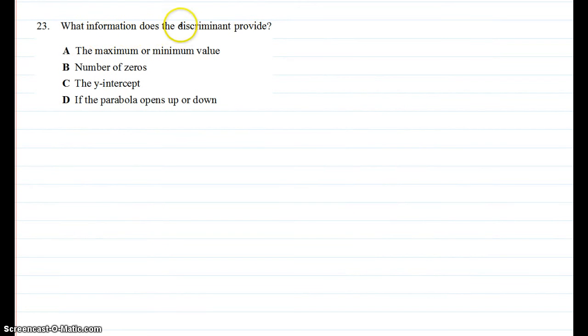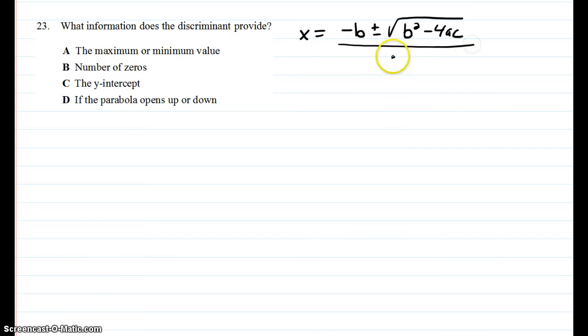Alright, 23, what information does the discriminant provide? And so in the quadratic formula, we have x equals negative b plus or minus the square root of b squared minus 4ac, all over 2a. And the discriminant is the b squared minus 4ac. It's what's underneath the radical.